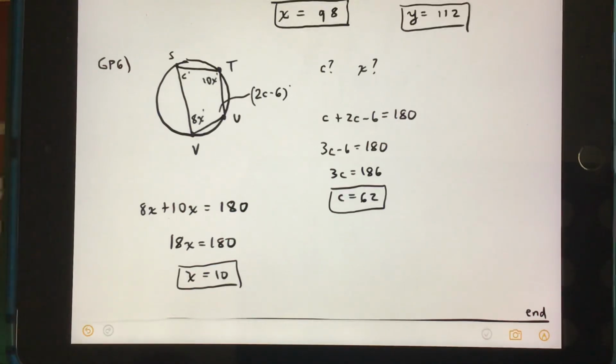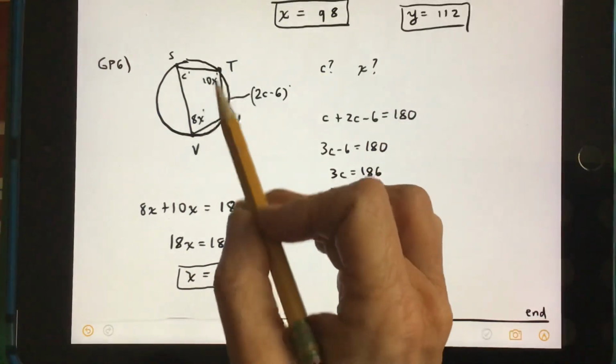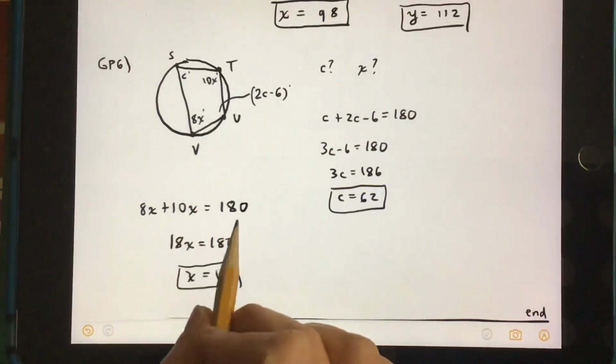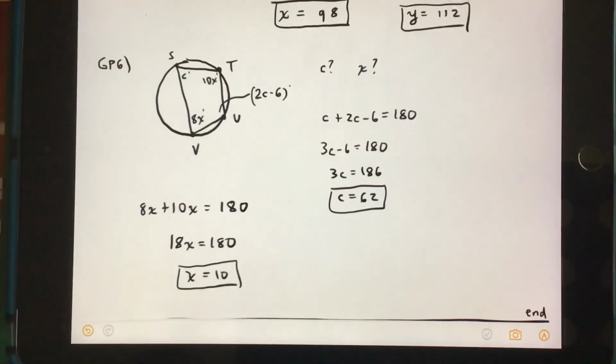We'll do the same thing to find the value of x. We'll say these opposite angles here, angles b and angles t, they're supplementary, so those two angles will also add to 180. So 8x plus 10x is 180. We solve that for x, and we arrive at the value of x being 10.